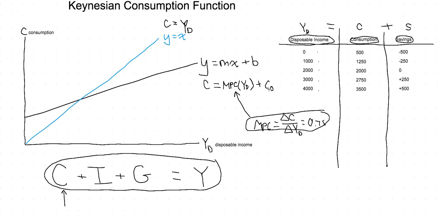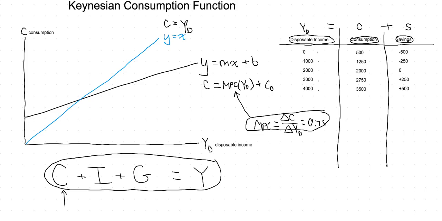C naught is the y-intercept, or b, and that just represents what is consumed when the disposable income is zero. C naught stands for autonomous consumption. Basically, what you have to spend no matter what at zero income. And then, as you can see, the marginal propensity to consume is less than 1 because you don't spend all of the money that you earn.